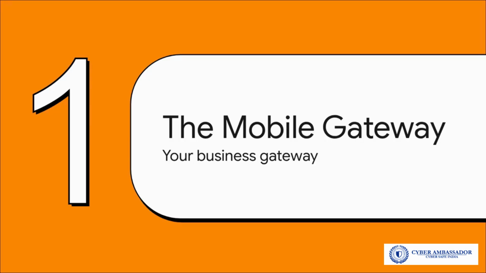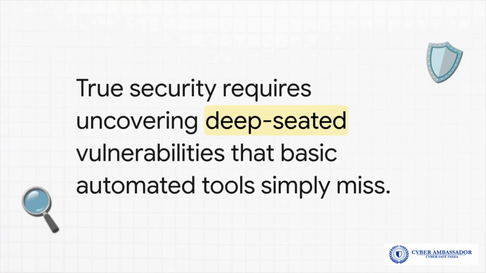Section 1. The mobile gateway. A lot of folks think they can just run a quick, automated software scan and call it a day. But basic automated tools? They're kind of like a security guard just jiggling a door handle to see if it's closed. They are completely blind to complex logic flaws. To genuinely protect user data from sophisticated threats, you absolutely need deep, expert-level analysis to uncover the hidden vulnerabilities that those basic tools just scroll right past.